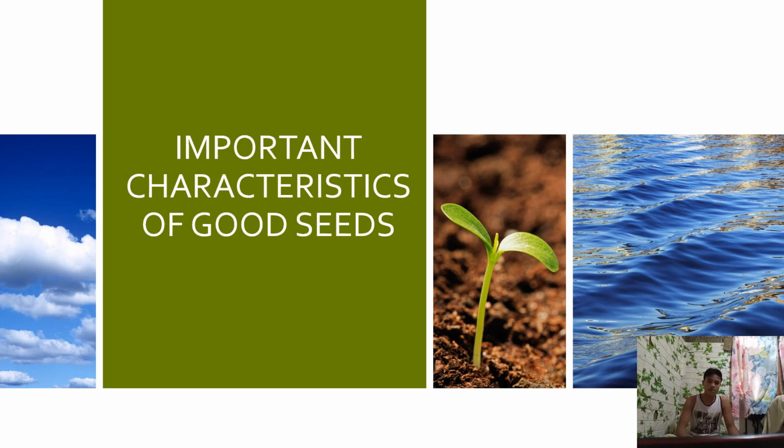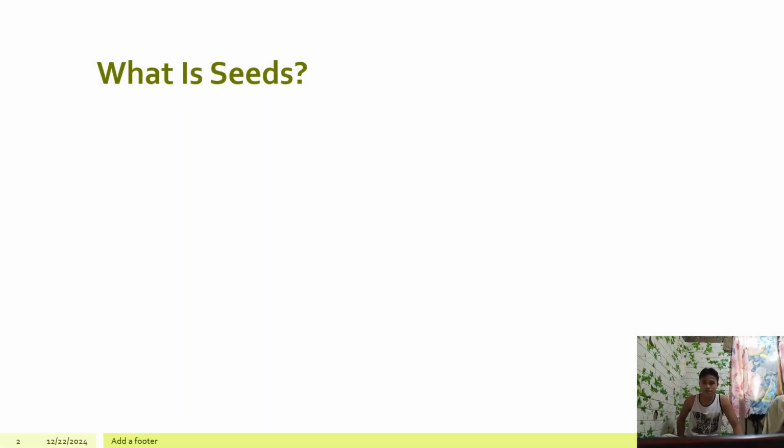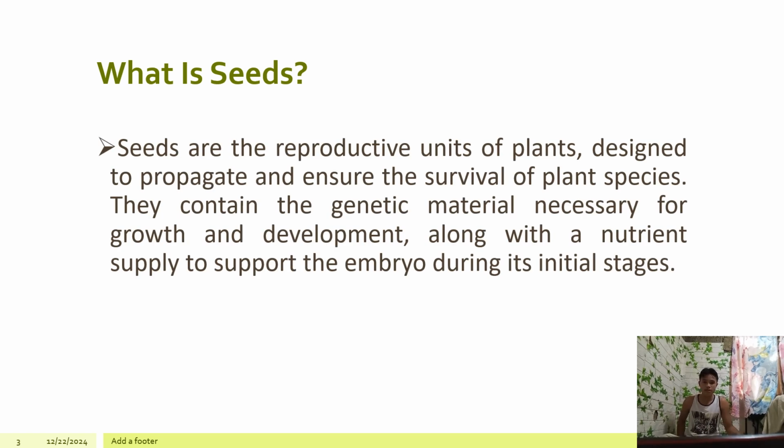So I'm going to discuss all about important characteristics of good seeds. Now before we proceed, let's first identify what seeds are. Seeds are the reproductive units of plants designed to propagate and ensure the survival of plant species. They contain the genetic materials necessary for growth and development, along with a nutrient supply to support the embryo during its initial stage.